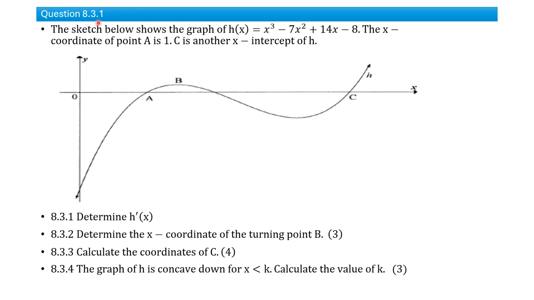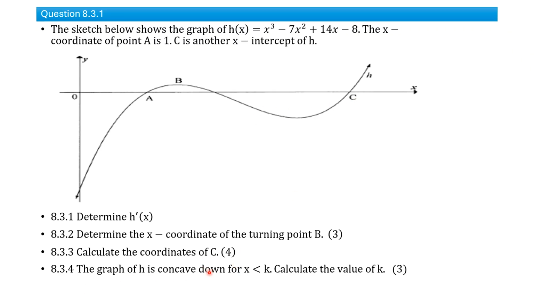Question 8.3.1. The sketch below shows the graph of h of x equals x cubed minus 7x squared plus 14x minus 8. The x coordinate of point A is 1, and C is another x-intercept of h. Determine h prime x, the first derivative. Then determine the x coordinate of the turning point B for 3 marks. Then calculate the coordinates of C for 4 marks, so we are going to fully factorize.